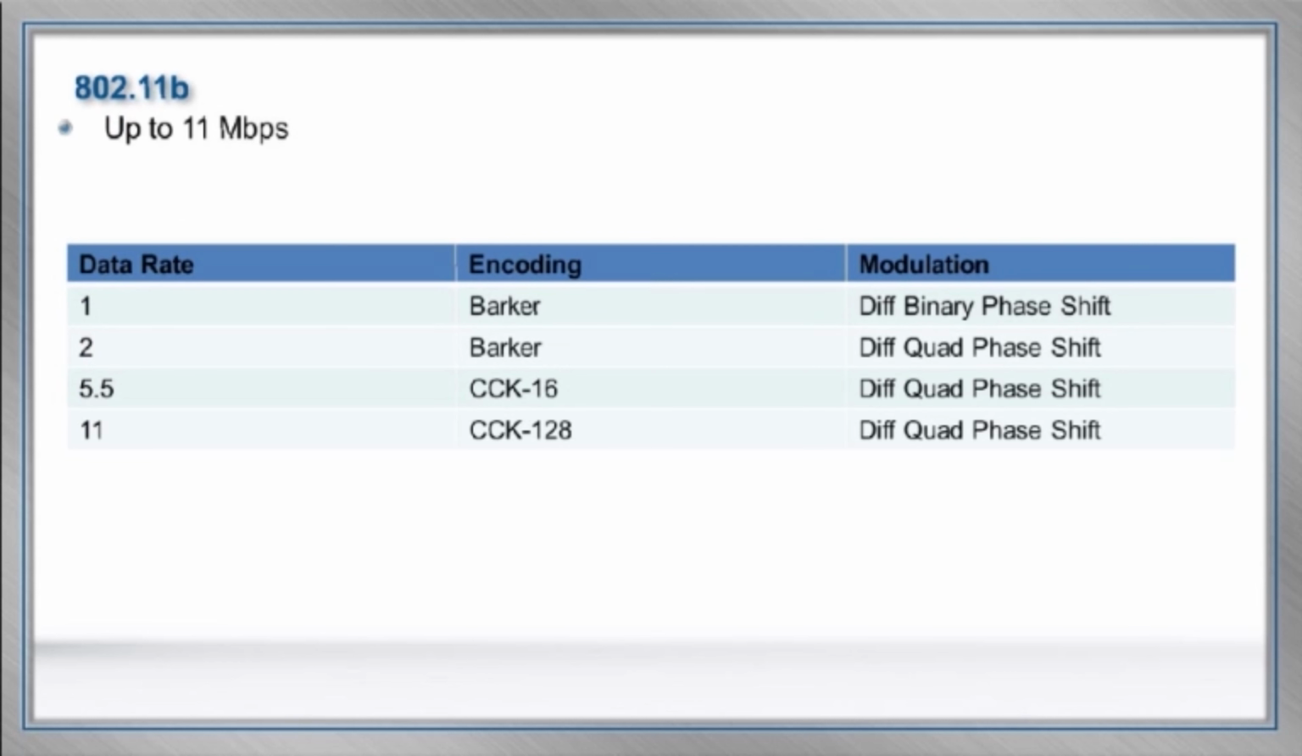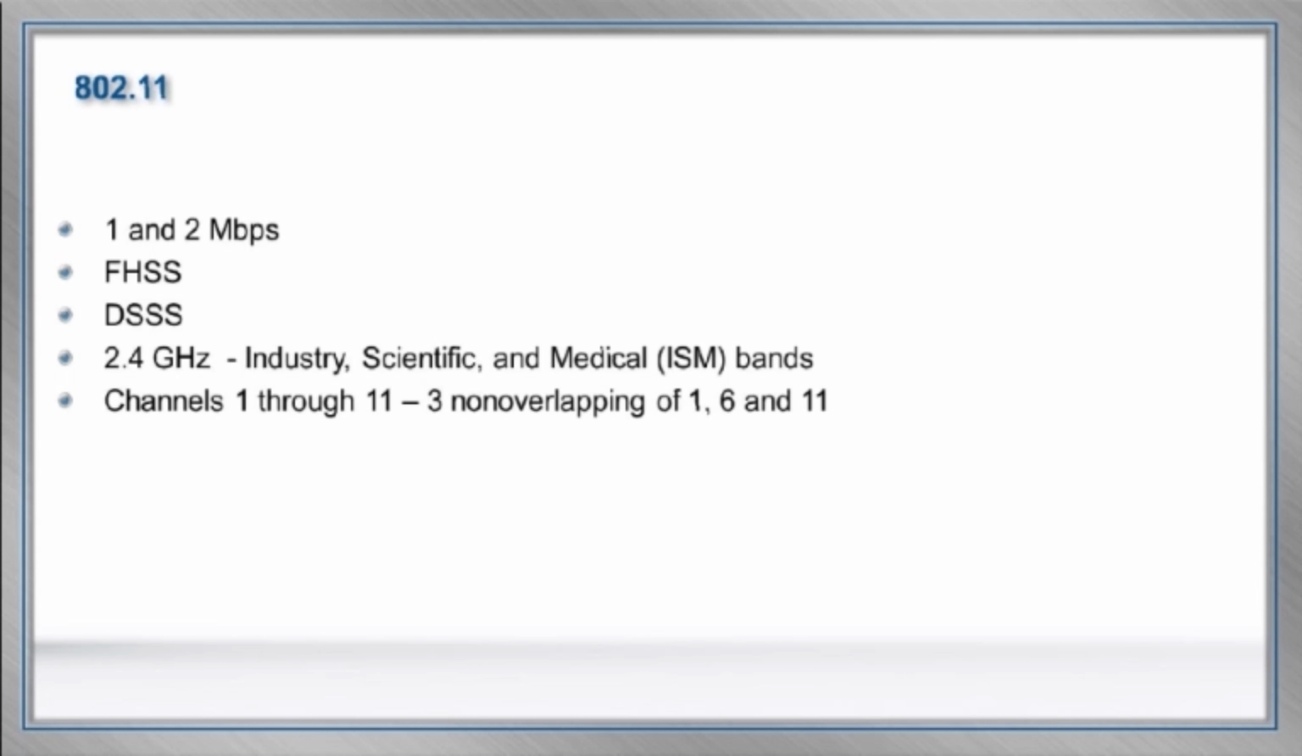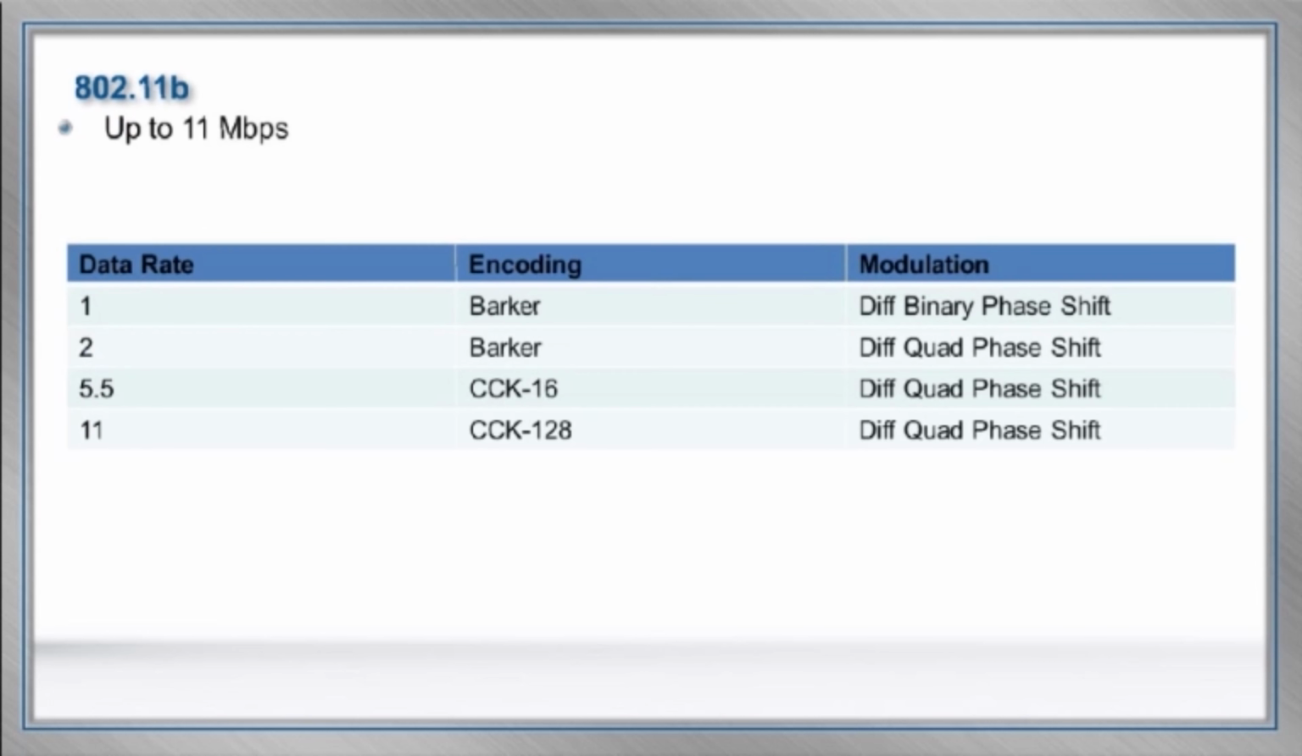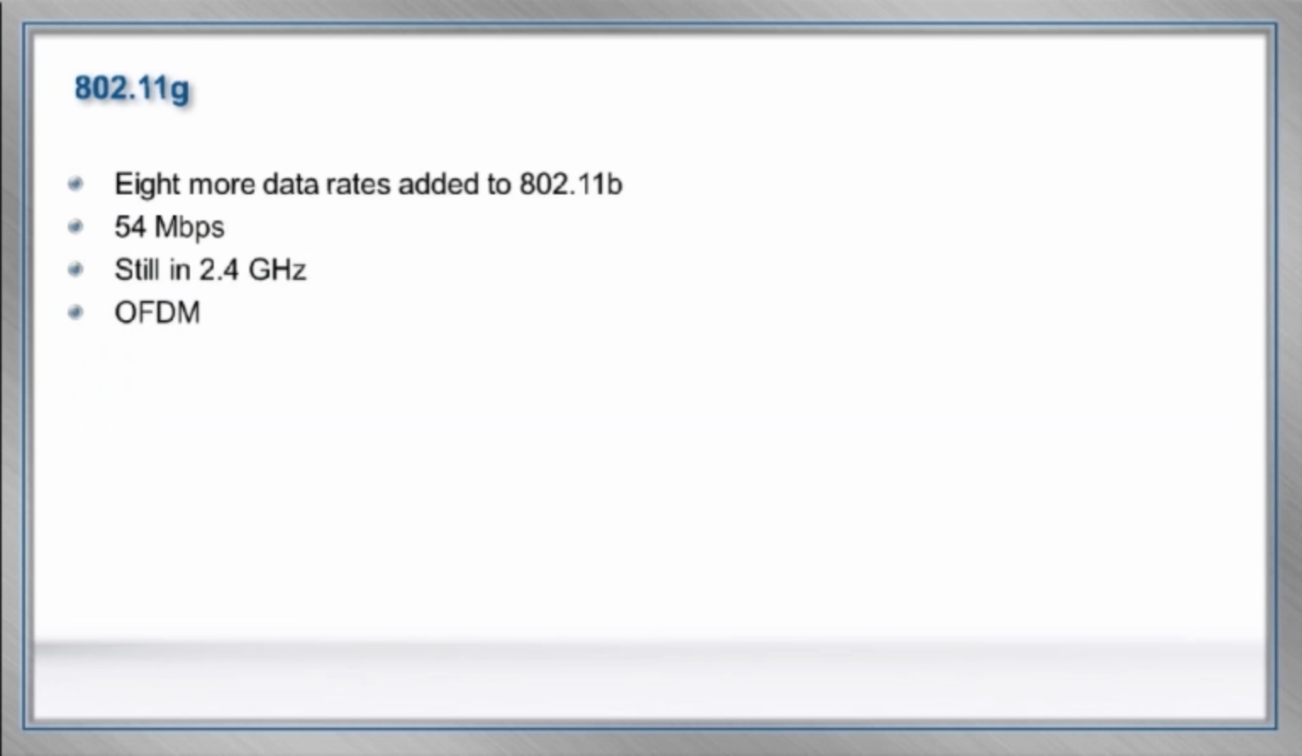Notice 802.11b. Oh, you know what? This 802.11 was the initial standard. Then 802.11b came along, and 802.11b allowed us to expand data rates up to a theoretical 11 megabits per second. So some new encoding was used, differentiated quadrature phase shifting was used in order to ratchet up the speeds to 11 megabits per second.